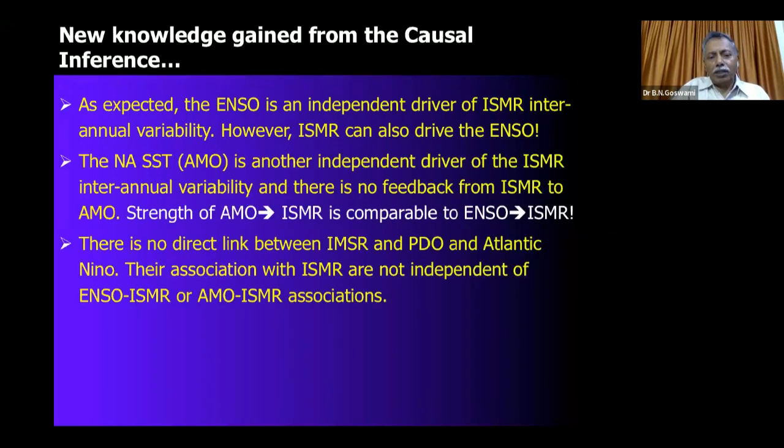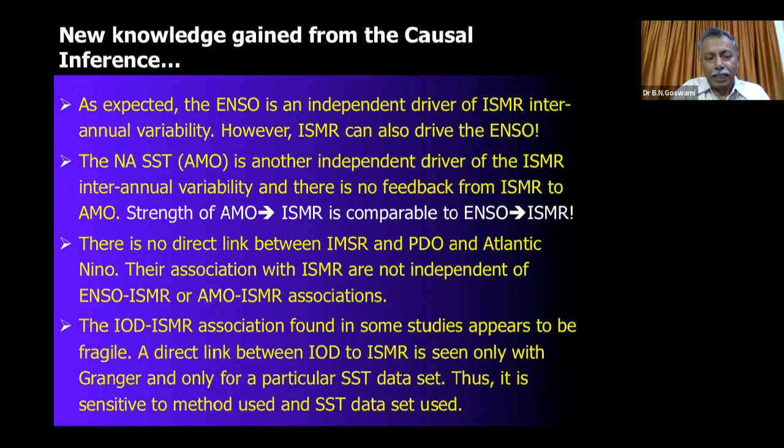So from this causal inference, what is coming out is rather interesting: North Atlantic SST and Nino are two important drivers of the monsoon, and they are of somewhat similar strength. They seem to be independent of each other, because this independence, at least statistically, has been checked with these causal inference techniques. Also, the IOD-ISMR relationship: some data sets show a positive connection with IOD, which has been seen through some correlation analysis, but some data sets don't show that. So in our opinion, the IOD-ISMR relationship is somewhat weak, and sensitive to the data that we use.